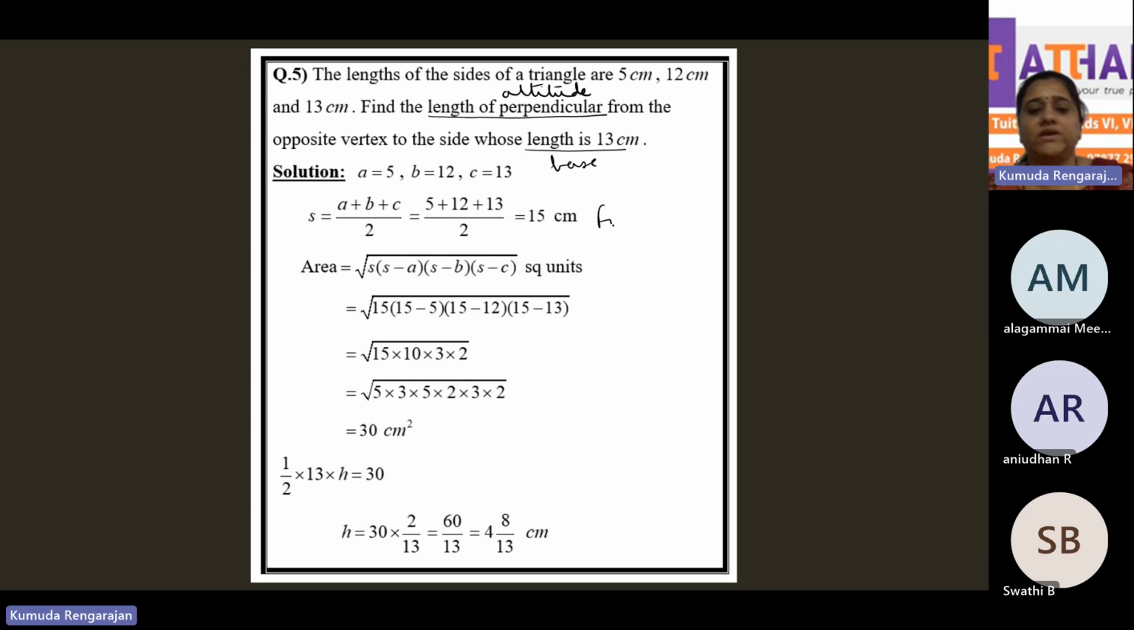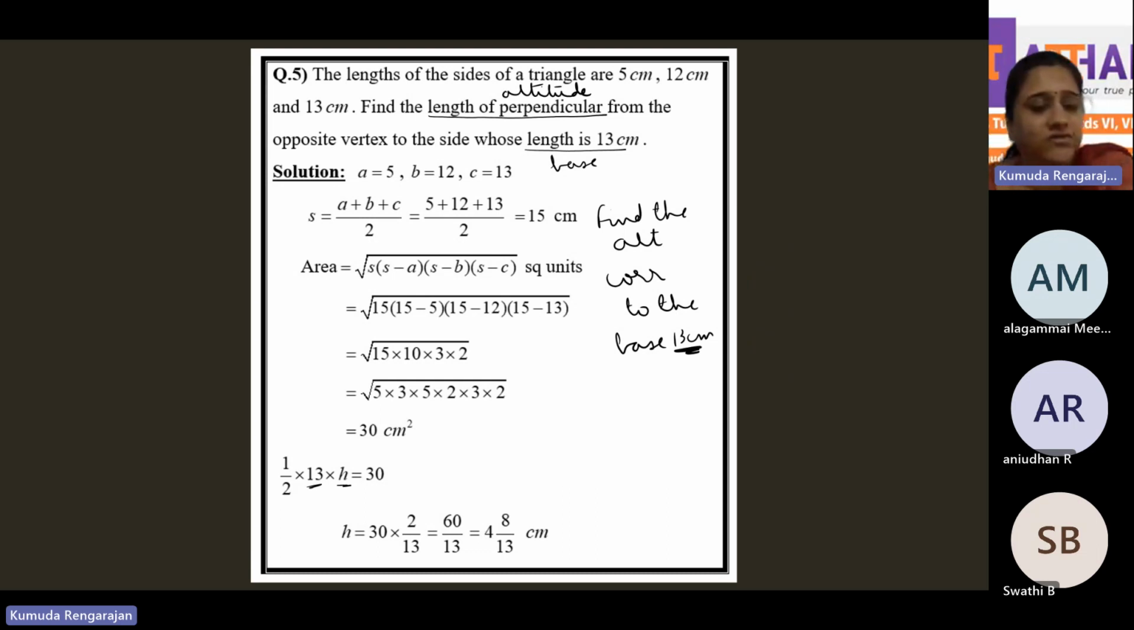So it is: find the altitude corresponding to the base 13 centimeters. This is the question. So half base into height is 30. So half into base, they want you to take as 13, into what is the height? We don't know the corresponding height. So half into 13 into the unknown height is equal to 30, the area.